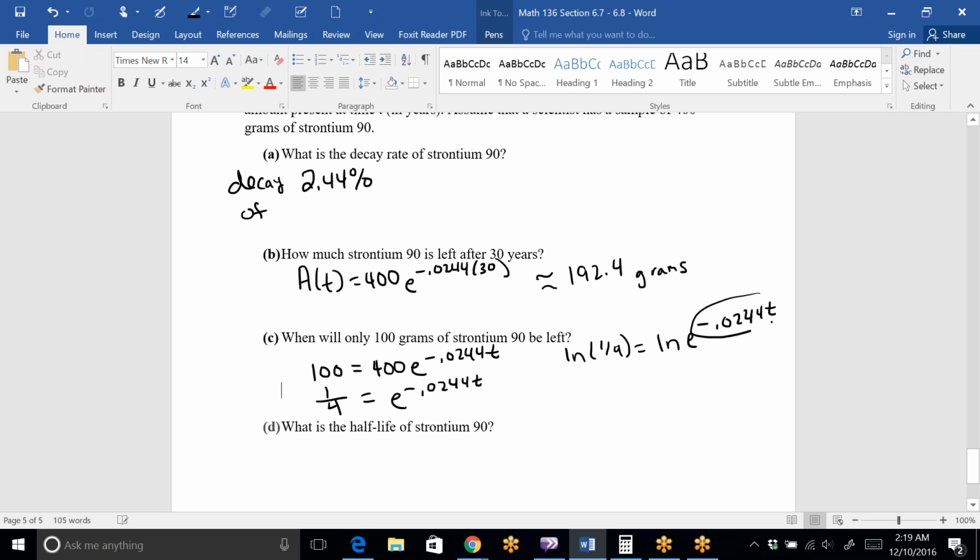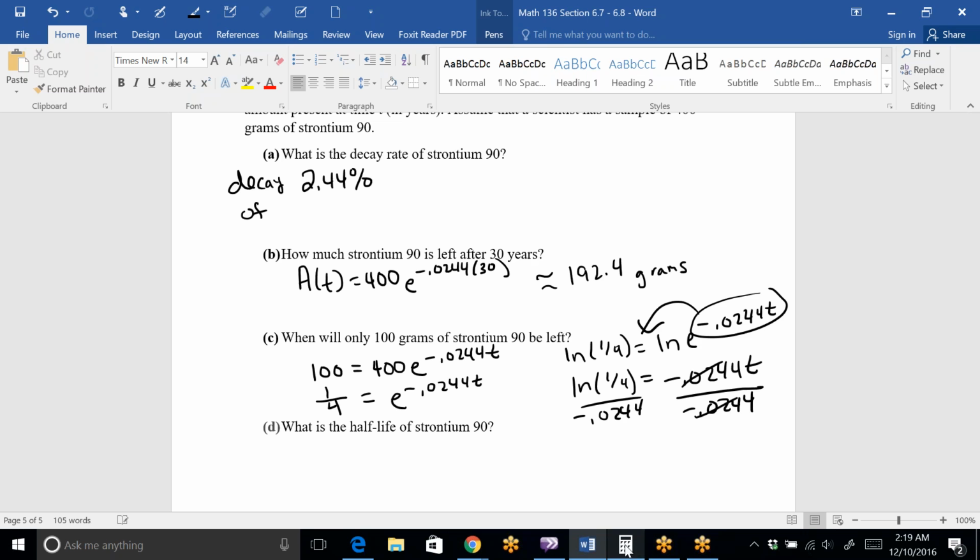We can pull the power to the front because of the log rules. So natural log of 1/4 equals negative 0.0244t. Natural log of e actually becomes 1, so we don't have to worry about that. And remember, that only happens with natural log of e because the base matches.